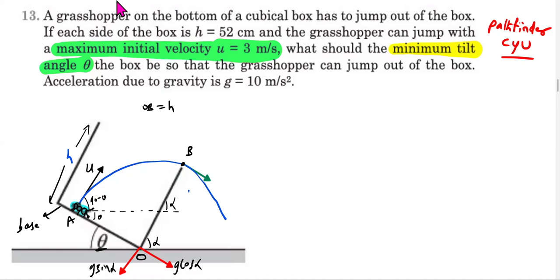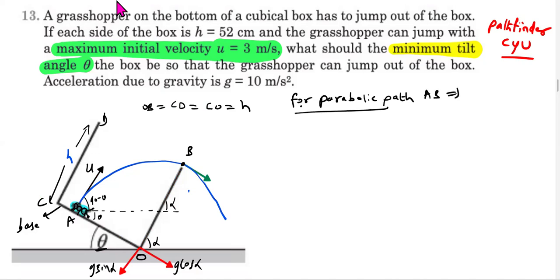Then OB, CD, and CO, all these are equal to h. So we'll write down the equations of motion from A to B here. And how are we going to write? We are going to write along OB, for the parabolic path AB.